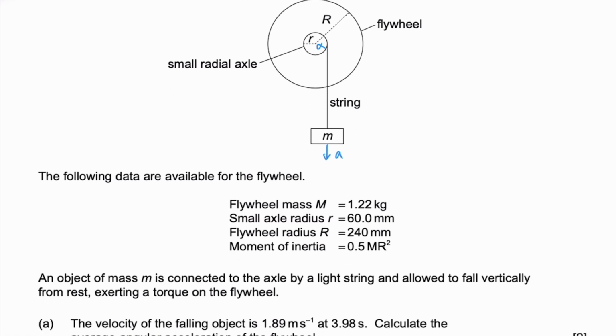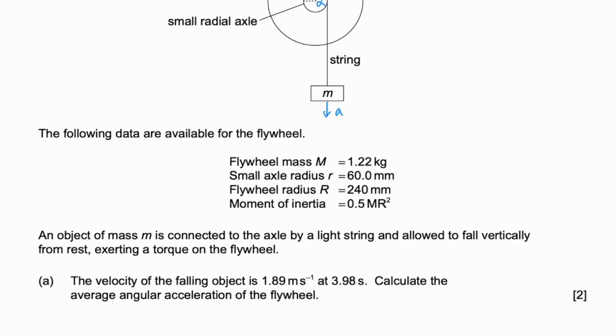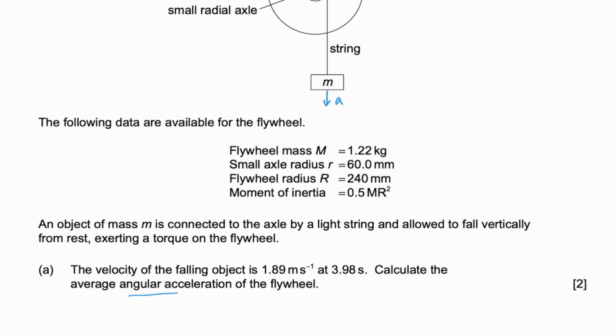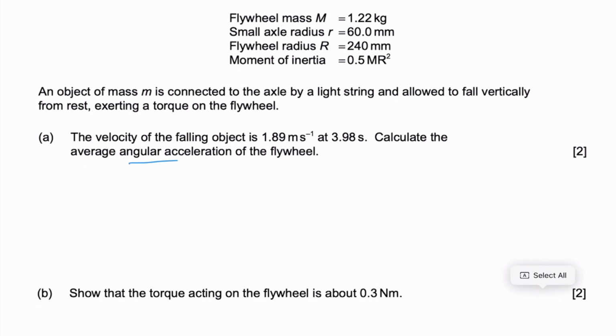An object of mass M is connected to the axle by a light string and allowed to fall vertically from rest, exerting a torque on the flywheel. A. The velocity of the falling object is 1.9 meters per second at 3.98 seconds. Calculate the average angular acceleration of the flywheel. So we've got some linear data given and we want to find the average angular acceleration.